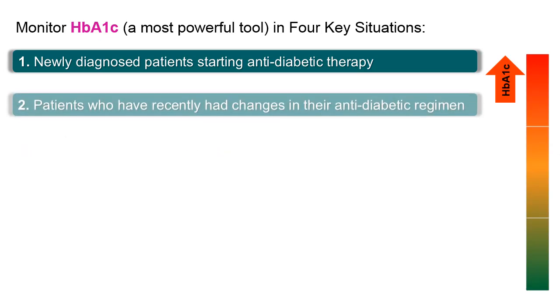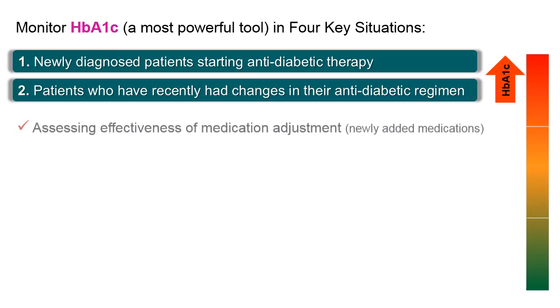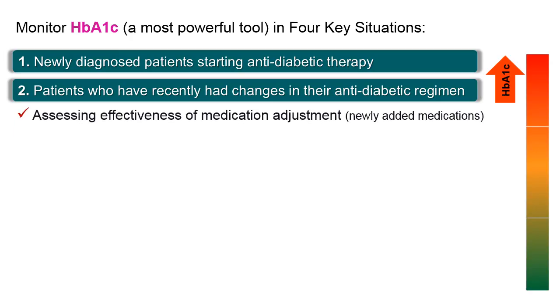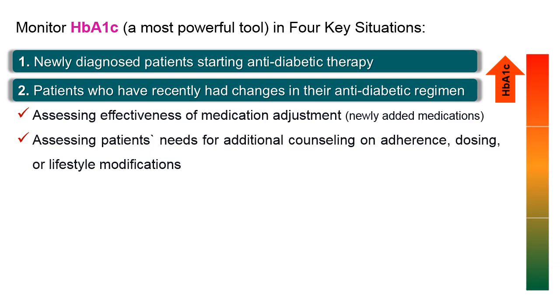Second situation where pharmacists should monitor HbA1c is for patients who have recently had changes in their anti-diabetic regimen. In this scenario, HbA1c allows us to assess whether the medication adjustment is effective and whether the patient needs additional counseling on adherence, dosing, or lifestyle modifications.